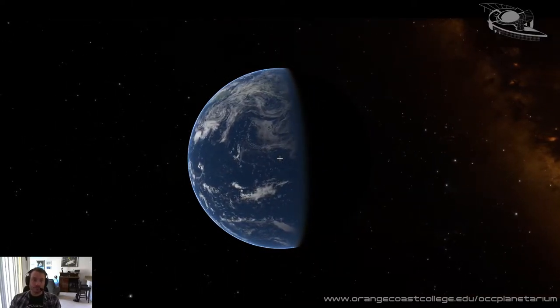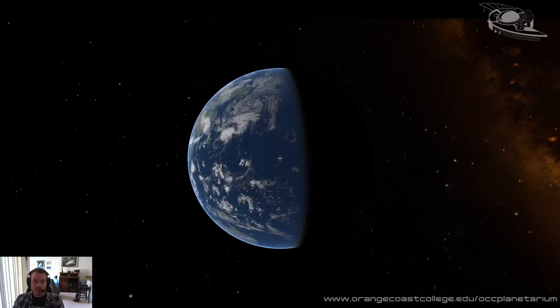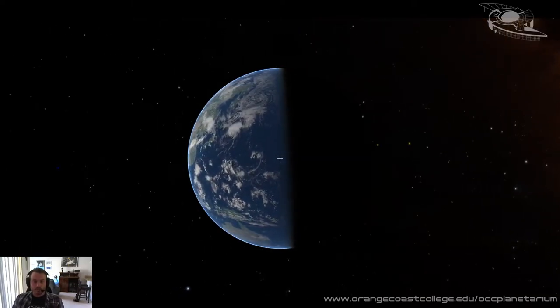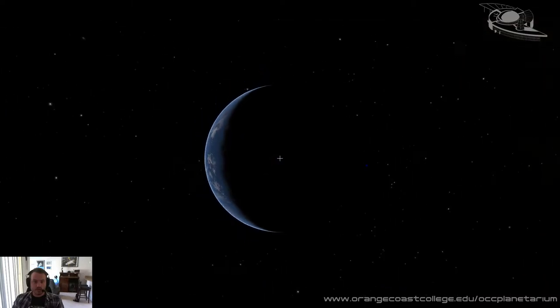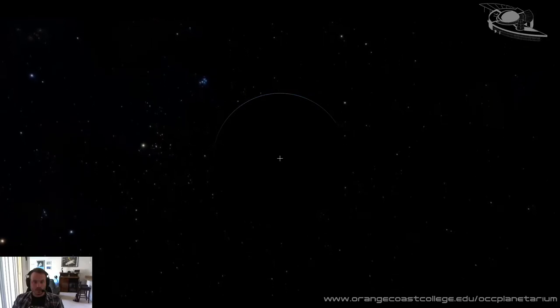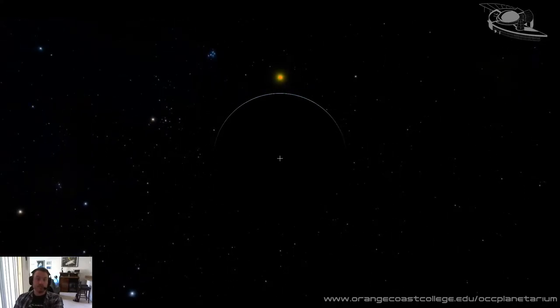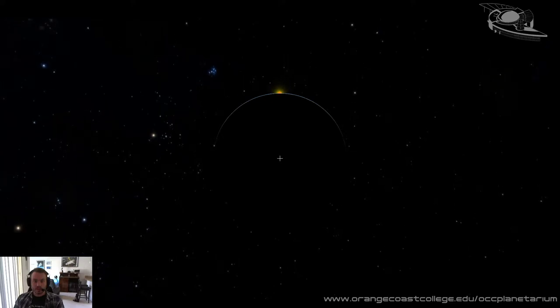Now, the Earth does more than just spin. It also orbits. It travels around the sun. Now, if we spin around here so we can see the sun and Earth at the same time, there we go, we can see that the lit up side of the Earth is facing away from us now because it has to face towards the sun, and the dark side of the Earth is facing towards us on our screens.